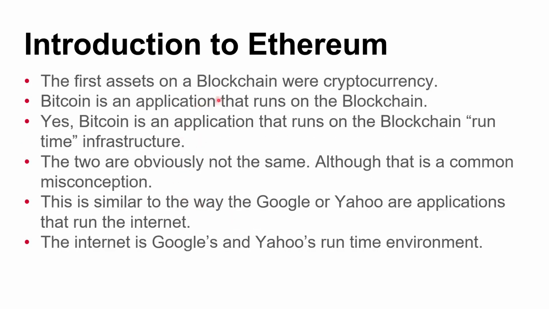The first blockchain assets were cryptocurrency. It's agreed upon that the first modern blockchain application was Bitcoin. So Bitcoin runs on a blockchain. Yes, it is the Bitcoin application that runs on the blockchain infrastructure. So the two are not the same, although there's a common misperception that Bitcoin and blockchain are the same thing.